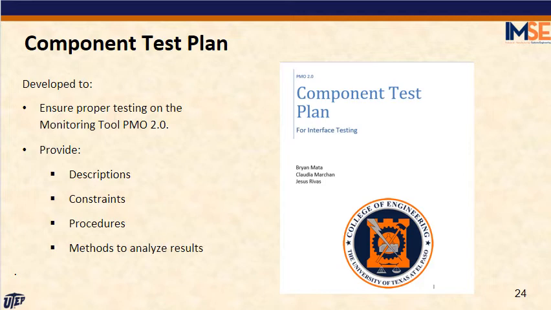The PMO 2.0 team should be in charge of the development of the software system and the documentation of the necessary information. That way we can build an efficient system that addresses the requirements specified by the customer. In this case, the proposed system is based on an Excel file that is used with macros to accomplish the system's objectives. Overall, it should provide the descriptions, constraints, procedures, and methods to analyze the results.